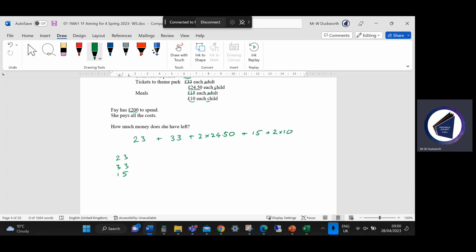2 times by £24.50 is going to be, if I double that, that's going to be £49. And if I double that, that would be £20. So 20 and 49. I need to also add. If I add those all up together, could add them separately if you want to. So 3 plus 3 is 6, 11, 20. So 2 and a 0, 2, 5, 6, 7, 8, 9, 10, 11, 12, 13, 14. So I make it that she would have spent a total of £140.